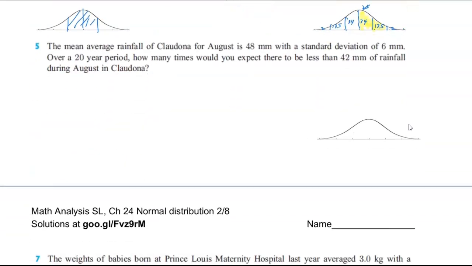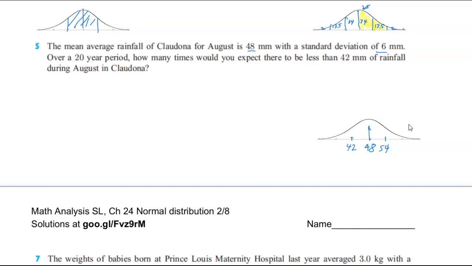The mean average rainfall of Cloudona for August is 48 millimeters with a standard deviation of 6 millimeters. Over a 20-year period, how many times would you expect there to be less than 42 millimeters of rainfall during August? So let's mark the mean and the standard deviation on our picture first. It's always good to draw a picture for a normal distribution problem. In this case, the mean is 48 and the standard deviation is 6. So in the middle, I'm going to put 48, and then to the right and to the left, I'm going to add and subtract 6. So that would be 54, and that would be 42.